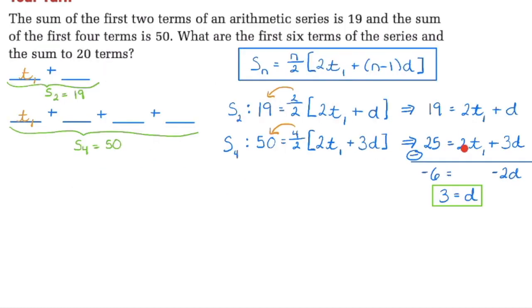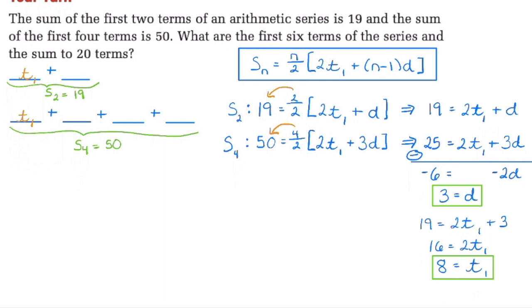Subtract to eliminate those term 1s. 19 minus 25 is negative 6. 1 minus 3d is negative 2d, which gives us a common difference of 3. We can then substitute that back into one of those equations. This one is the easier one to use, so I'm going to take that one. Substitute 3 in the place of d, and then we can go ahead and solve for term 1.